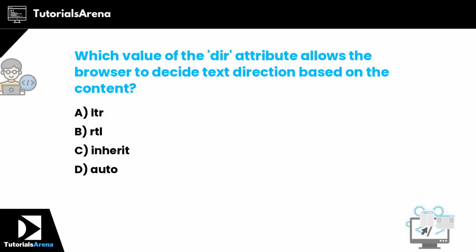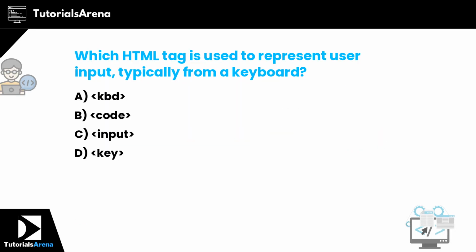Which value of the dir attribute allows the browser to decide text direction based on the content? The correct answer is option D, auto. Which HTML tag is used to represent user input, typically from a keyboard? The correct answer is option A, kbd.